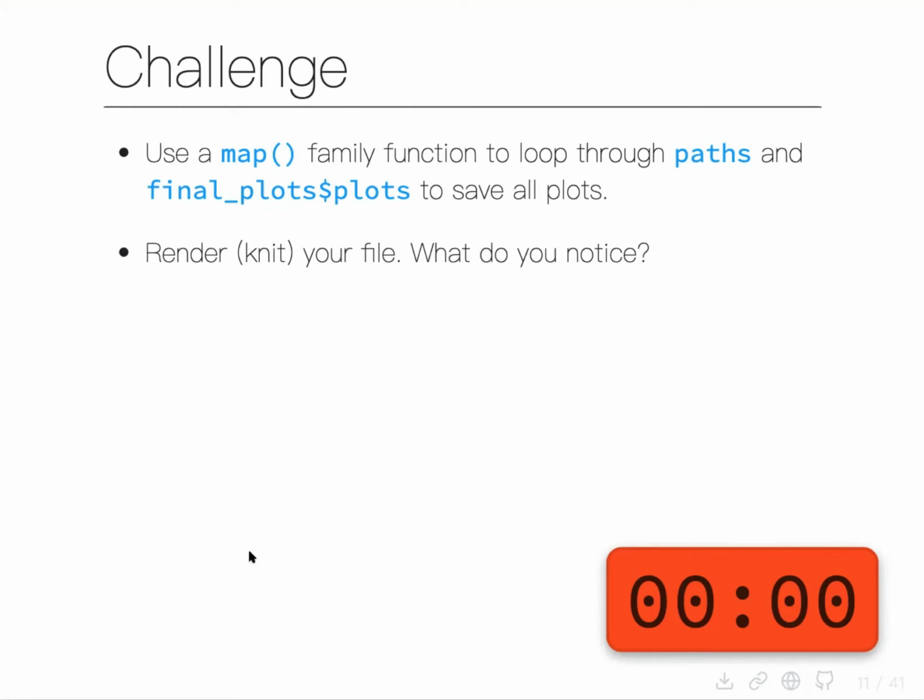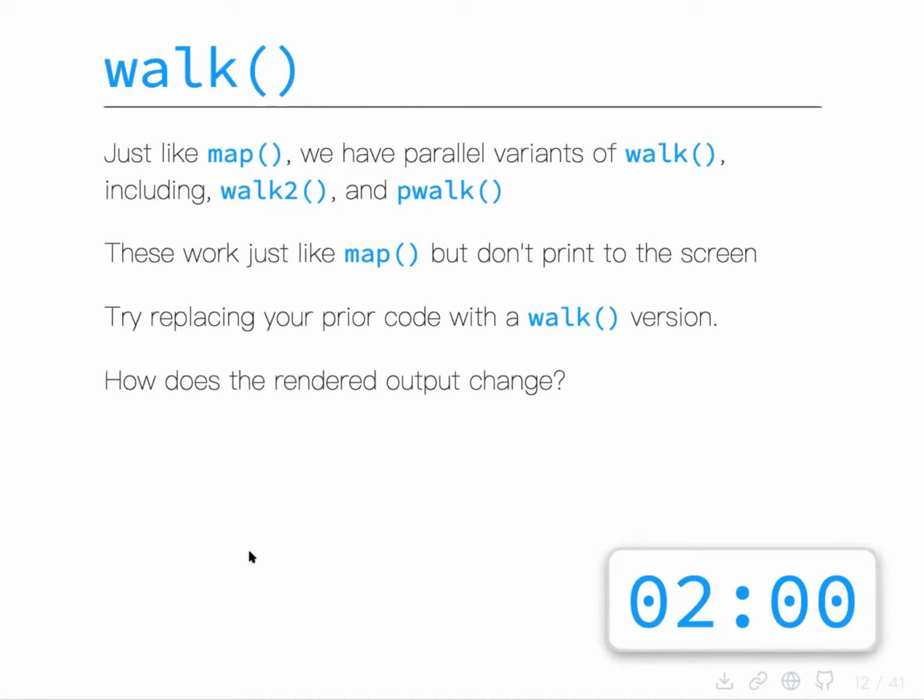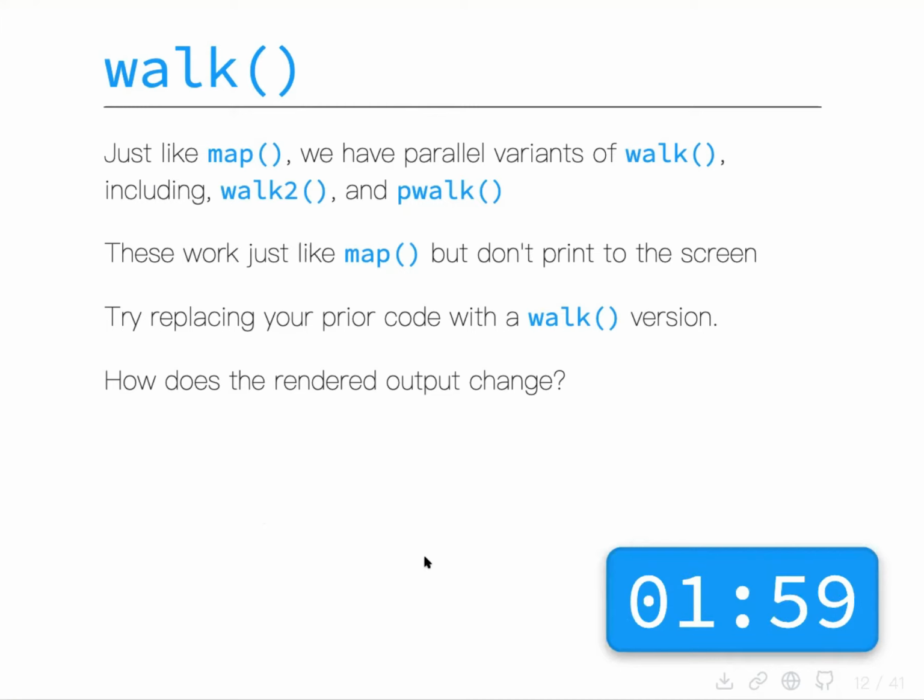Okay, and most of the time you're not going to want something like that in your actual HTML output. So you could do something like include equals false or whatever, but maybe you want to echo all the rest of that code and you just don't want to do that one, right? So instead, you will use walk, okay? So just like map, walk has walk2 and pwalk, okay? But what I'd like you to do now, and I'm just going to do 1 minute because it's actually very quick, just swap out your map call for walk and see what the rendered HTML looks like then.